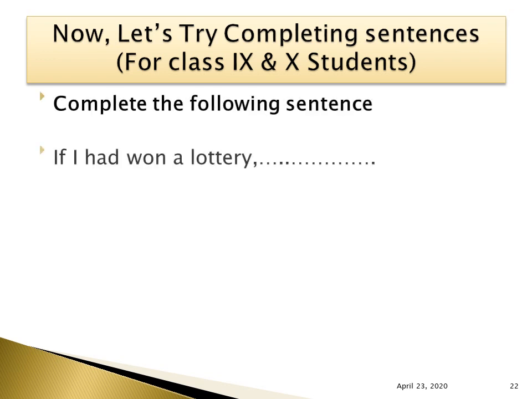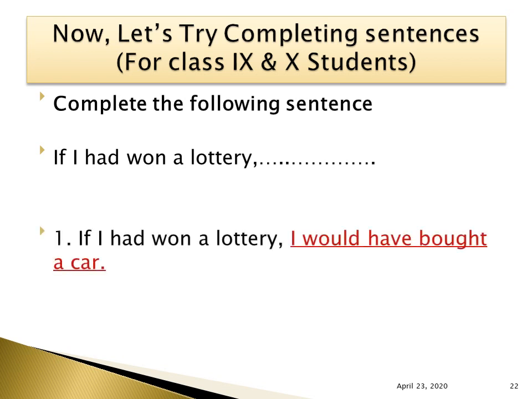Complete the following sentence. If I had won a lottery. So what type of sentence is this? Yes, you were right. It's a conditional sentence, if clause. And after the if clause, you have to know that if I had won, so had is the auxiliary and won is the past participle of the main verb. So yes, you were correct. It is a third conditional sentence. So how can I make it?